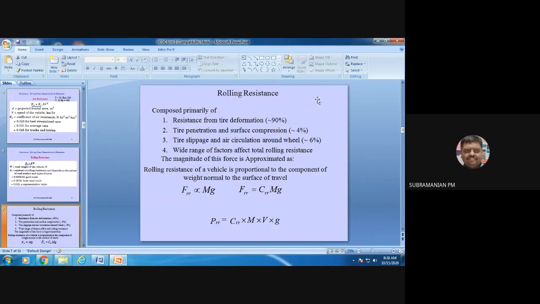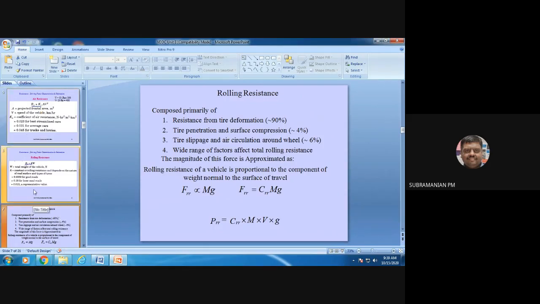Hysteresis losses: once the tire comes into contact with the road, the tire is rubber, and we can model it as a spring. Initially the spring will be compressed, and once it is leaving the contact region, the spring will be elongated. Whatever amount it is compressed, it should be elongated, but actually it will not be like that. Only some amount will be elongated, and some amount of force will be wasted. That will be contributing to the rolling resistance. Then tire slippage and air circulation around the wheel. So these are the different factors affecting the rolling resistance.